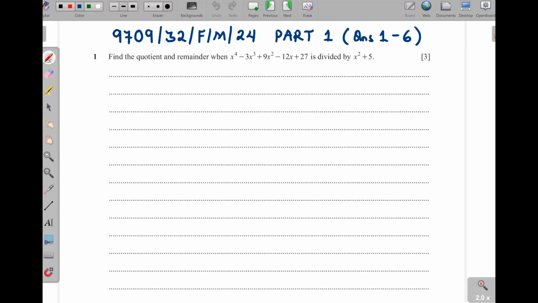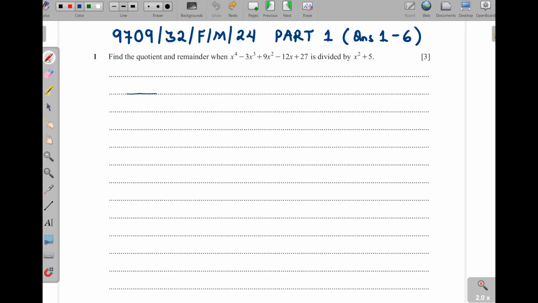This is Teacher Simon taking you through A-Level Pure Mathematics 3, paper 9709/32 for Feb/March 2024. And this is part 1 for questions 1 to 6. Question 1 is coming from polynomials. Find the quotient and the remainder when this polynomial is divided by x squared plus 5.